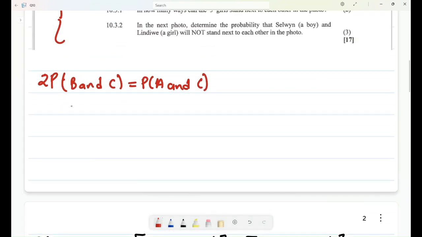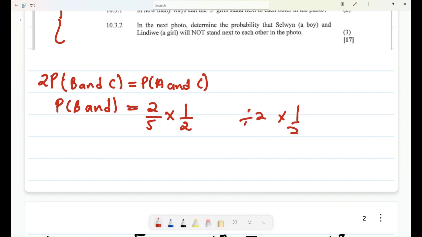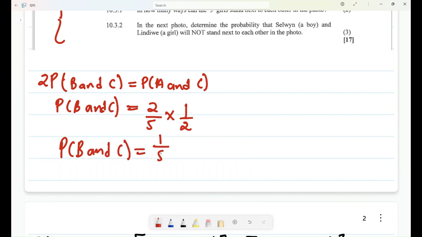We can say now the probability of B and C. Now, take note, I'm no longer taking the 2. I'm going to say it is 2 divided by 5 divided by 2. Can you see what I did? I just divided by 2 on both sides. When you divide by 2, it's the same as multiplying by 1 divided by 2. Okay? Then how much do I get? Then I get probability of B and C as 1 divided by 5.